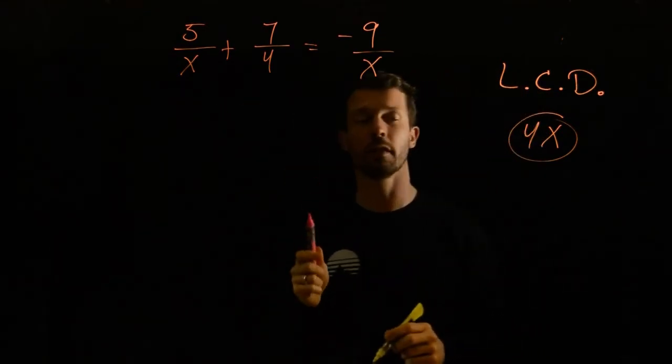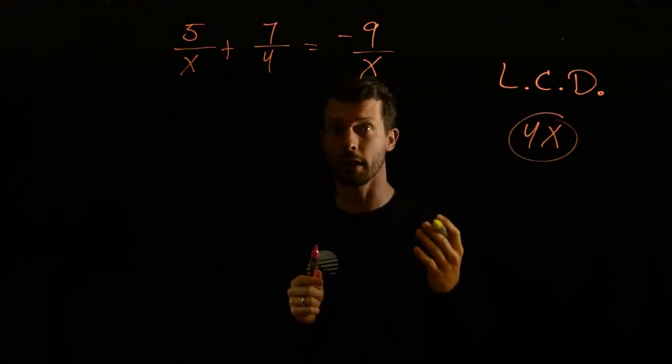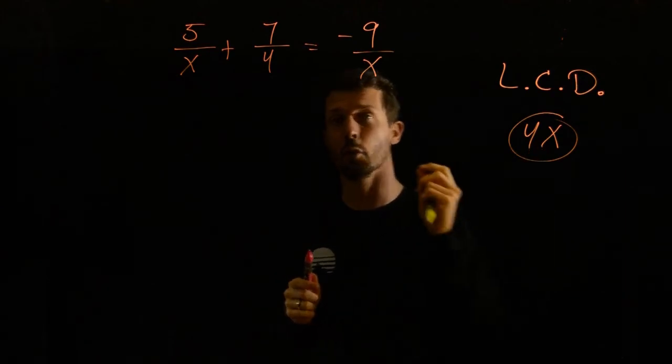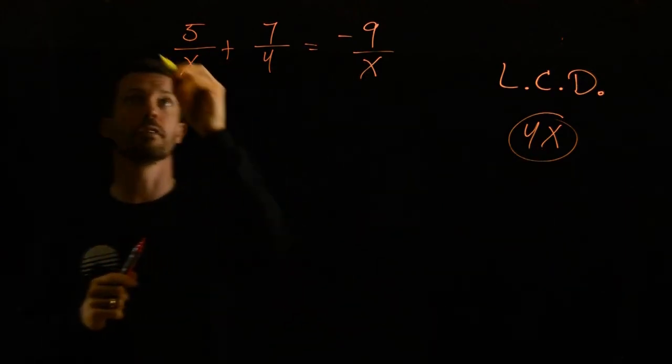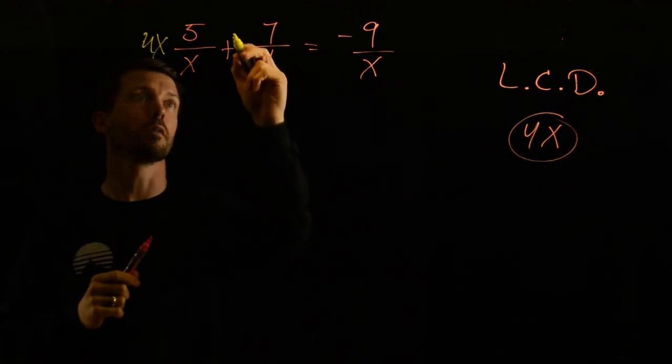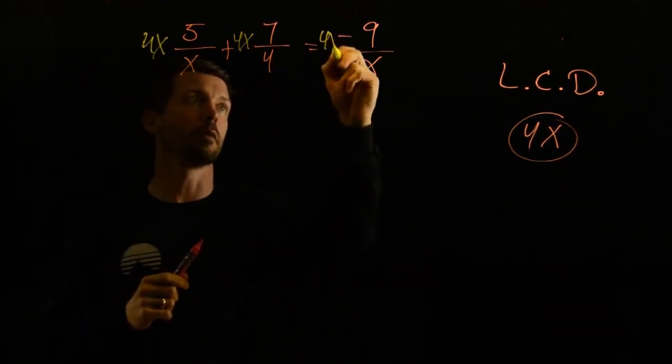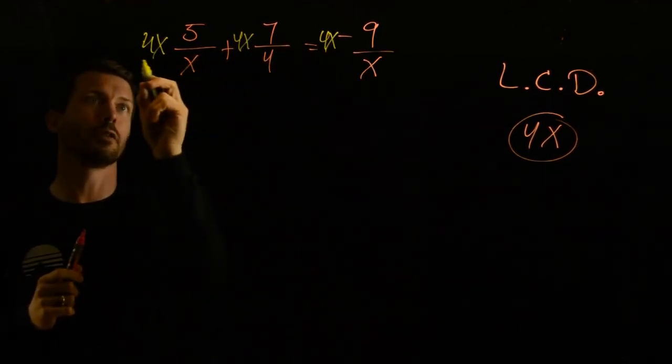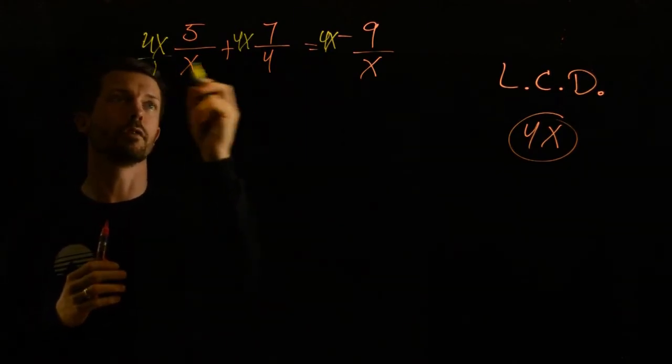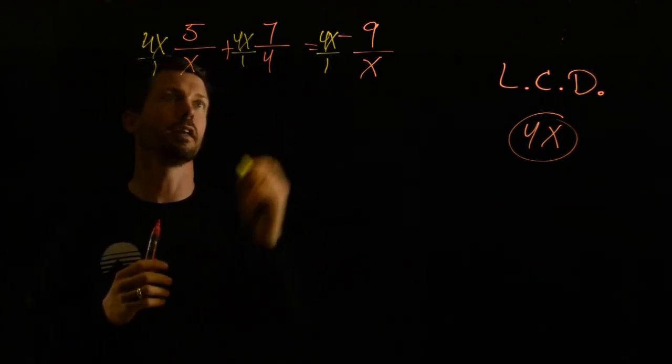Fractions are difficult to deal with, so if we can remove them, which we can, using this LCD, we'll be a lot better off. So if I multiply this by 4x, I'm going to multiply this by 4x, and I'm going to multiply this by 4x. And in reality, we're multiplying by 4x over 1, so if you want to write it over 1, you can.